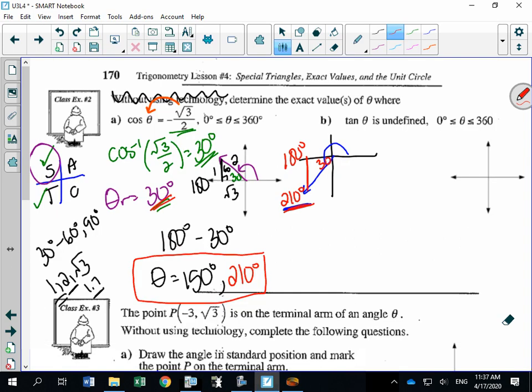Okay, let's do class example B. So actually no, class example B we don't need to know. Where tan is undefined, you would do that on your chart later on.